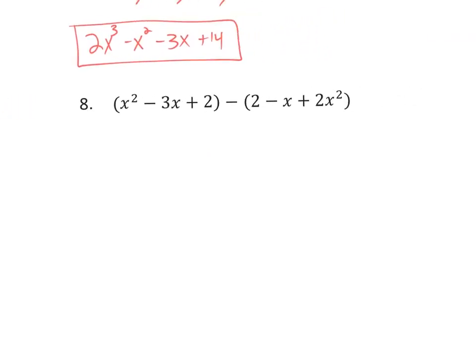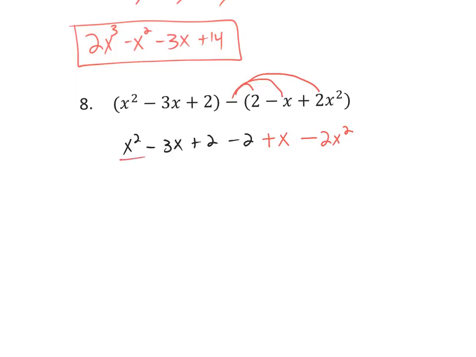Moving right along. Another subtraction problem. I got to distribute that negative sign, so got negative 2. Got a double negative, so that becomes positive x. I'm changing colors on us here. Negative times positive is negative 2x squared, and then everything else is going to get copied down. Okay, and all it is a combined like terms thing at this point.